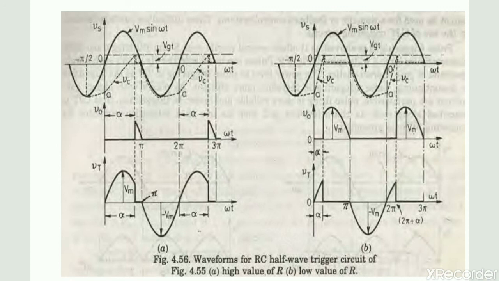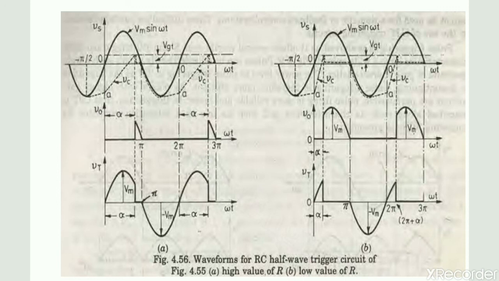As soon as the capacitor fully charges to the magnitude of the input voltage, it will provide a gate pulse to the SCR and the SCR will turn on. We can see in diagram B, the capacitor is quickly charged because of the low value of resistance R. VO is the output voltage, the second waveform, and VT is the voltage across the thyristor. As the thyristor turns on, the voltage across the thyristor becomes 0, and from that point we get the output voltage across the load denoted by VO.